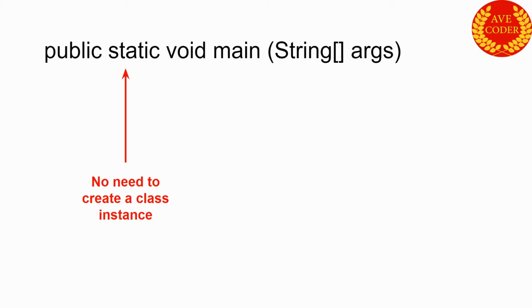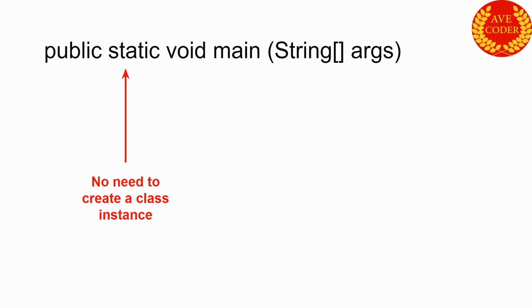Static, we'll study this concept in depth later in this course, but for now just accept that it means something like the main method belongs to its class entirely, and we do not need to create an instance of that class in order to invoke this method.